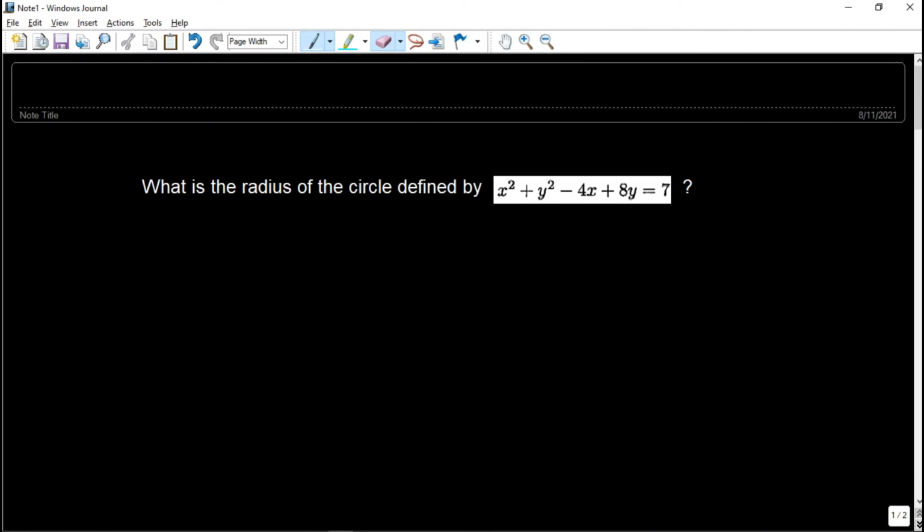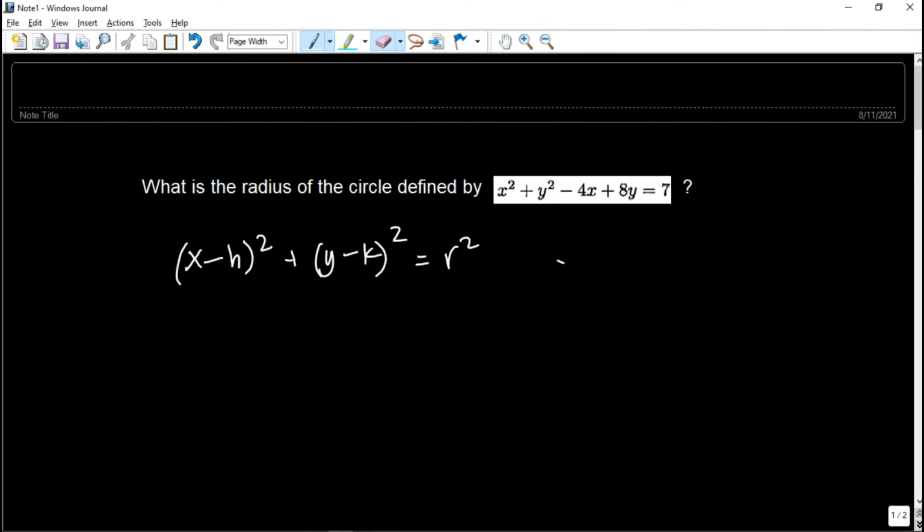Okay, so the first step, guys, in solving this problem is that we should reduce this equation in the form of (x minus h) quantity squared plus (y minus k) quantity squared is equal to r squared. This is an equation for the circle wherein h and k are the coordinates of the center of the circle and r is the radius. So we need to convert this equation into this form in order to compute for the radius.